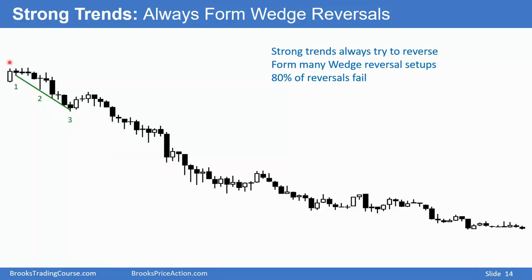3 pushes down, 1, 2, 3, wedge bull flag. Very tight bear channel. Where are the bull bars? No buying pressure. This is not a tradable bottom. It's going to lead to a bear flag and a resumption of the bear trend. 3 more pushes. We have another wedge. We have tails. We have a bull bar.